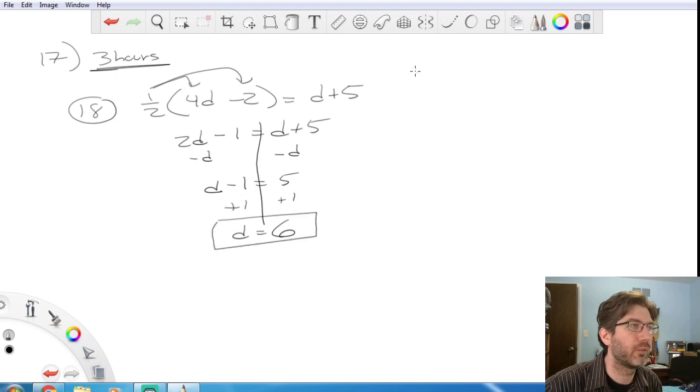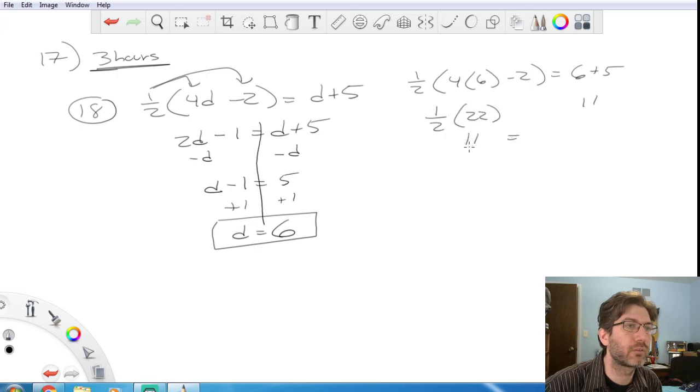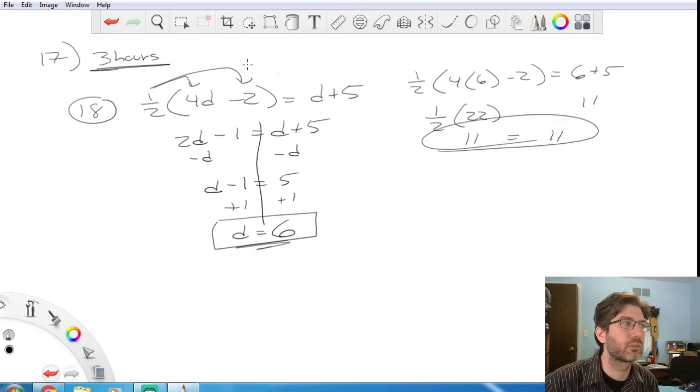And again, you can plug it in. Six plus 5 is 11, right? So this has to equal 11. 4 times 6 is 24. 24 minus 2 gives you half of 22, which equals 11. So they're the same. D equals 6.